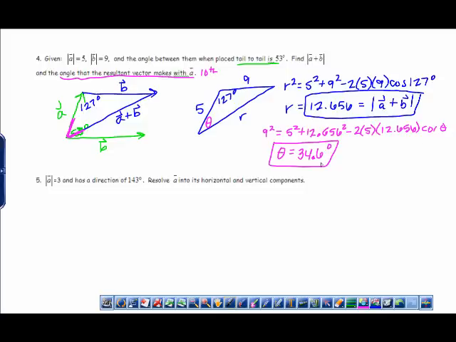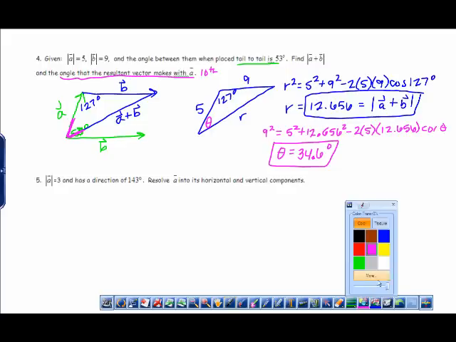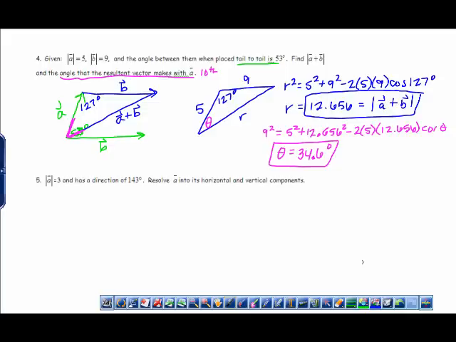Okay, let's look at number 5. Number 5 is a little bit different. Okay, first of all, on number 5, they're not asking us for the direction, they're giving us this direction. So when I draw it, you know, you always start at 0 degrees here. 143 degrees puts you in the second quadrant. Okay, so here's your vector A, and we know it has a magnitude of 3.